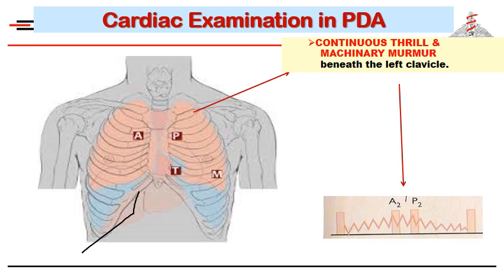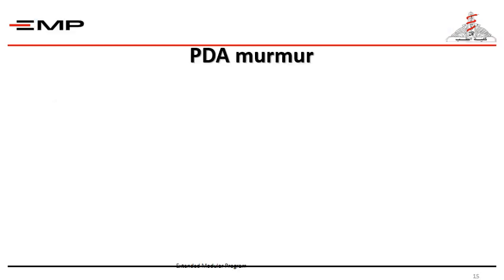Early in life, in the early 6 months of life, the systolic and diastolic element might not be typically heard together in these. Please listen to the PDA murmur here.